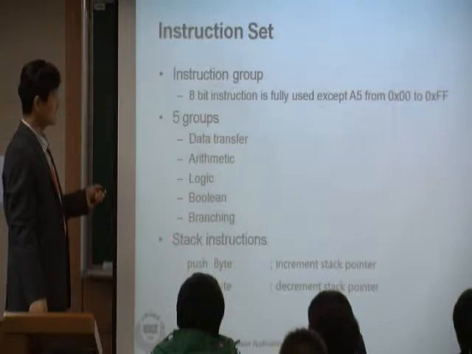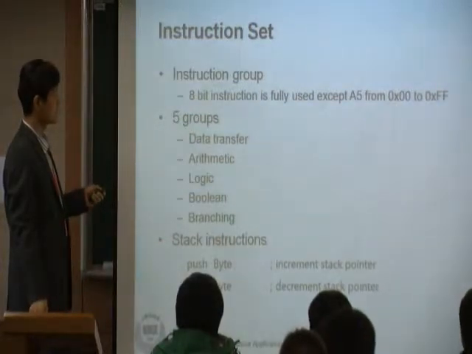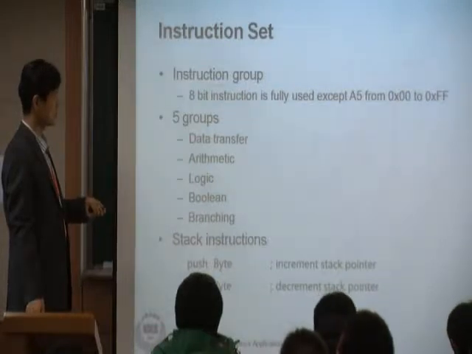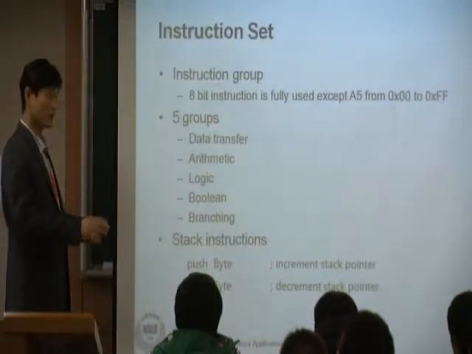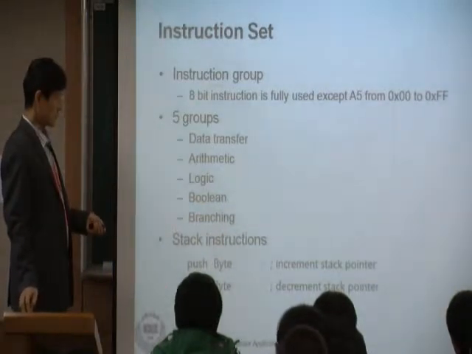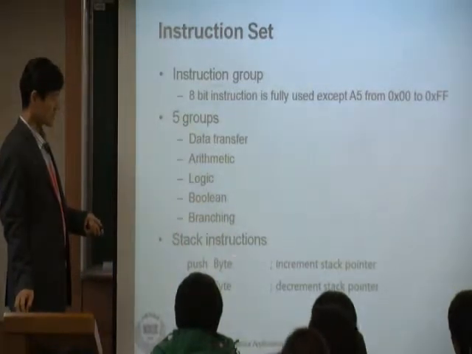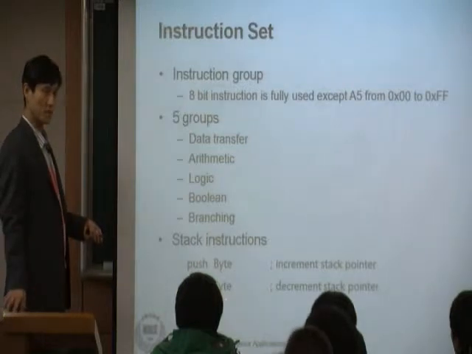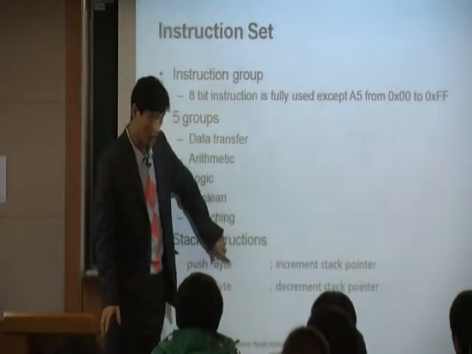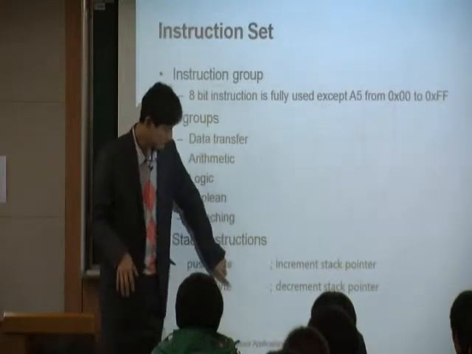There are 5 different categories of instructions. First is data transfer, then arithmetic, logic, Boolean, and branching, and we'll look at them one by one. There are also other types, like stack instructions. We already learned push and pop, right? And push and pop have only one operand, a byte.